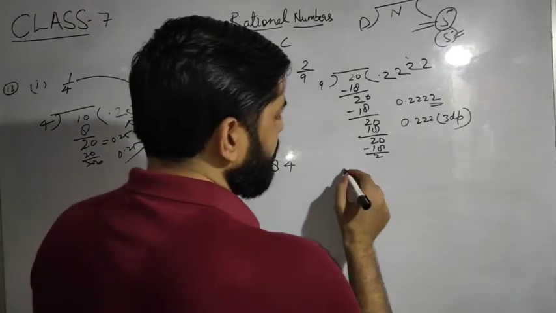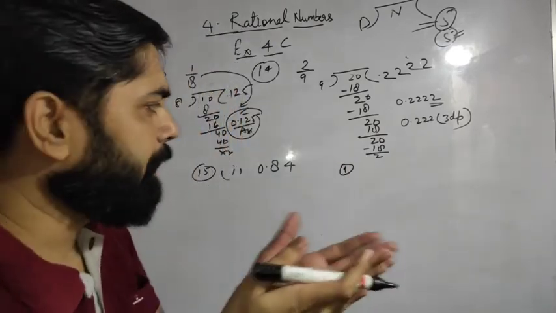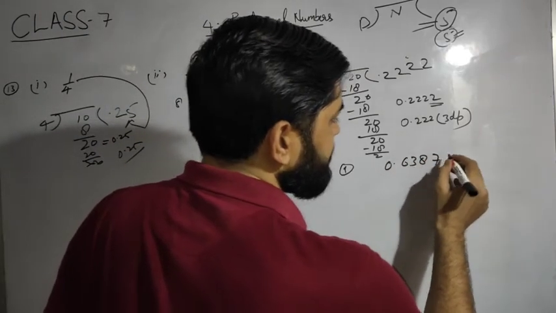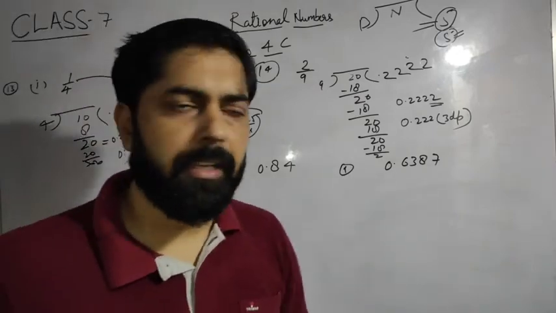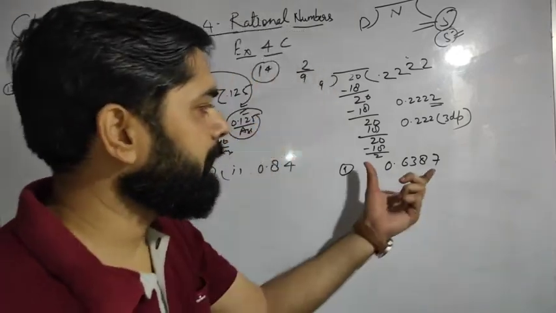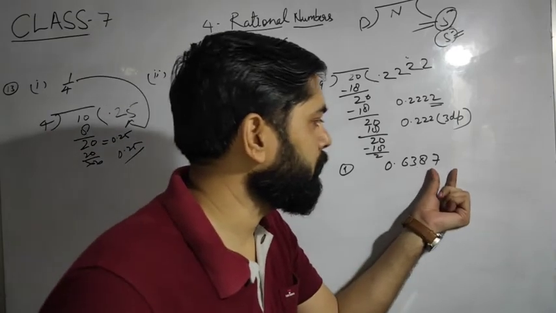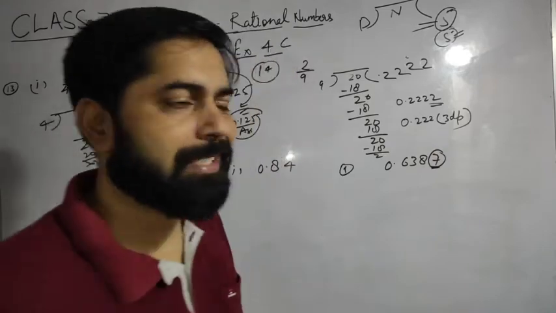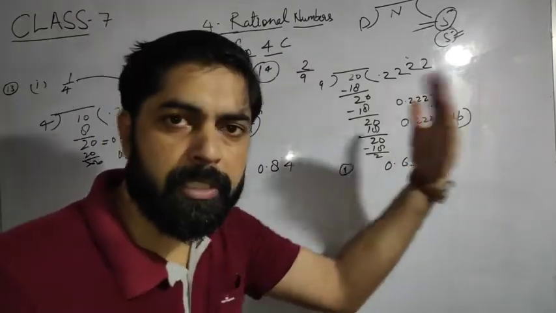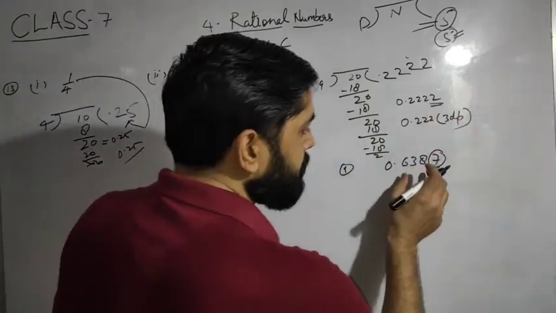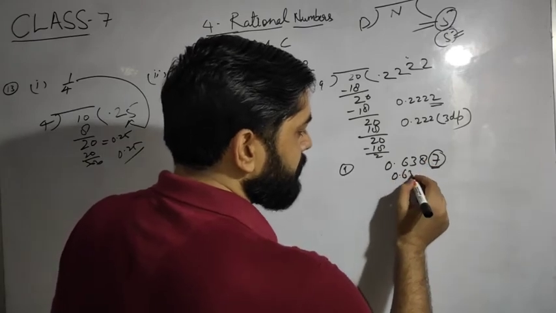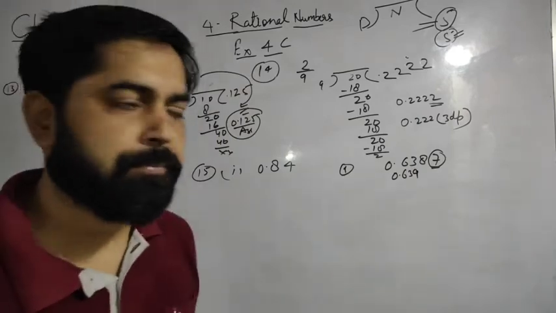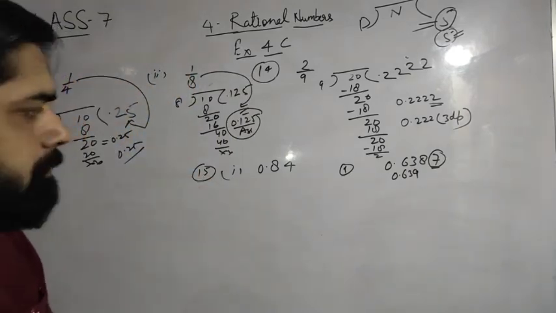Suppose in any question you find the answer in this form: 0.638 and 7, 638 and 7, and it continues after that, but you have to find 3 digits. So up to where will you find? Up to 4 digits. Then we observe the 4th digit. What is the 4th digit here? It is 7, and 7 is more than 5, so you cannot write the answer the same. So it will be 0.639, the 8 becomes 9.